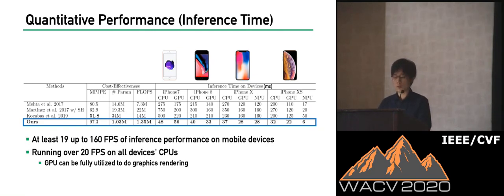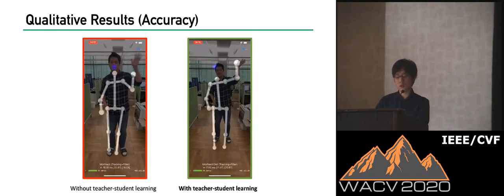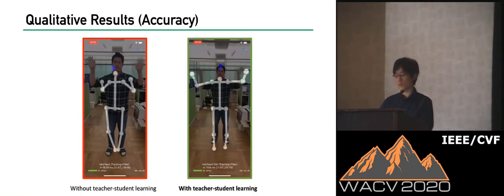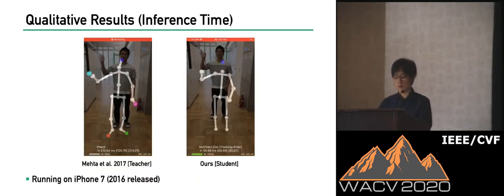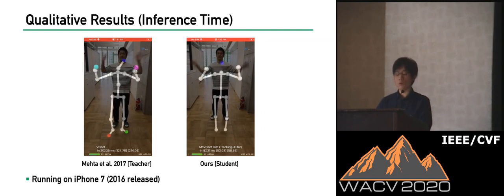Because of high performance on CPU, GPU can be fully utilized for the graphics rendering, and this is a great advantage for various applications. In qualitative results, the network trained with our method makes more accurate results. Compared to the teacher method, our network is running faster on old mobile devices.